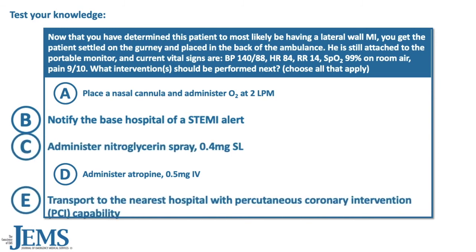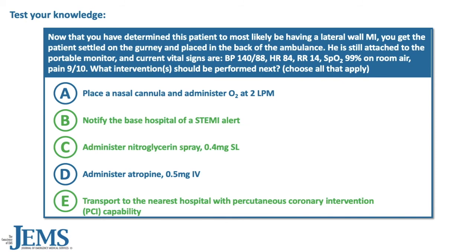Let's take a look at all the answer choices together. A is incorrect as the patient is already satting at 99% without oxygen. Studies have shown that routine administration of oxygen to patients that are not hypoxemic is not beneficial. B is correct because you would want your base hospital notified as quick as possible to put in motion the steps of cath lab activation that will be necessary for this patient upon arrival.